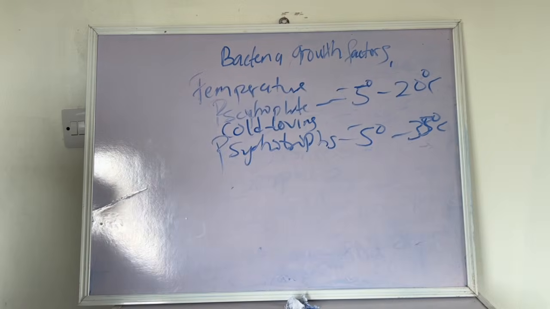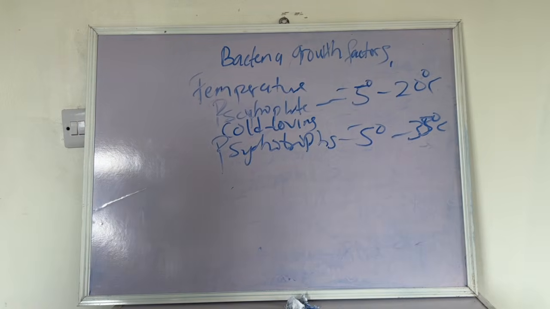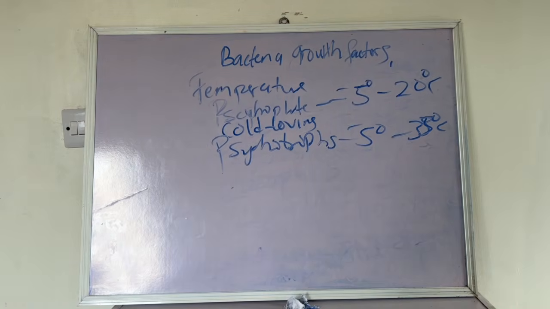Now, they do not necessarily love the cold environment, but they can still grow. It's not their optimal temperature, but they can still grow at that temperature. Examples of such organisms are Listeria monocytogenes. We also have the Pseudomonas species.